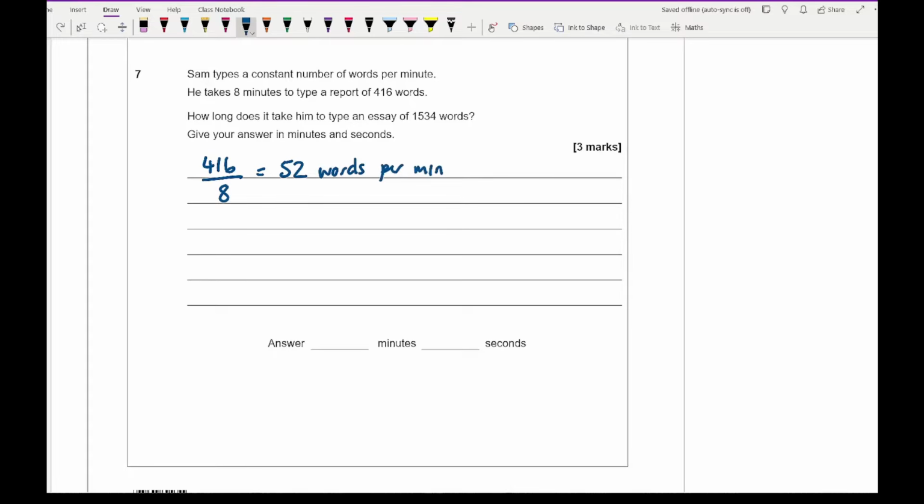So then we want to see how many minutes we are going to have. So we do 1534 divided by 52, and 1534 divided by 52 equals 29.5 minutes. And then convert that into minutes and seconds. Well, it's going to be 29 minutes and 30 seconds.